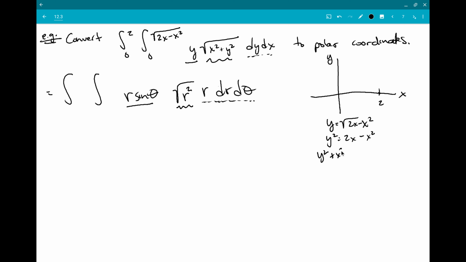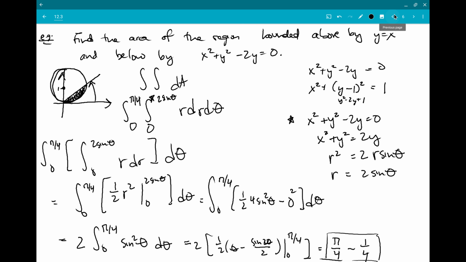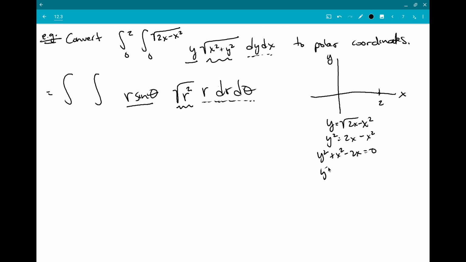That's y squared plus x squared minus 2x equals 0. And that's just like this thing we did earlier, but x and y have swapped places. y squared plus x minus 1 squared equals 1. So I complete the square: x squared minus 2x plus 1 is x minus 1 squared, so I add an extra 1 there. So that's a circle that's centered here and has radius 1. So this is my region. Cool.